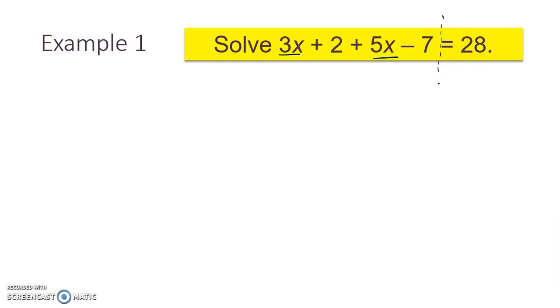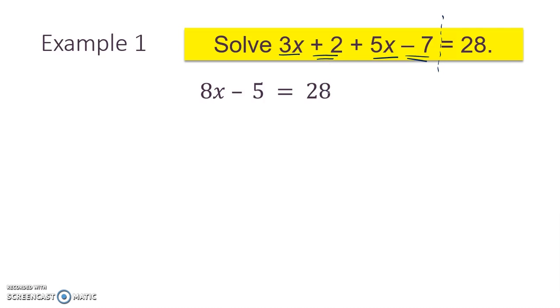So if you want to do kind of a dashed line, so you know like terms on this side, and then if there were multiple terms, you could combine on the other side, but we're staying on one side for right now. So 3x and 5x, and then a positive 2 and a negative 7. We combine those and get 8x minus 5 equals 28.